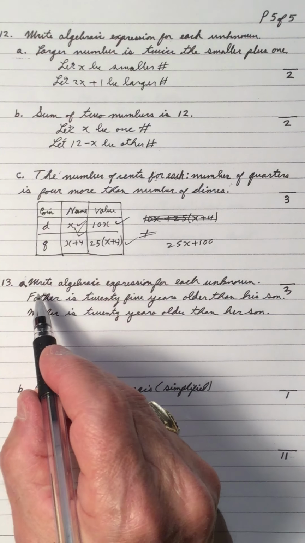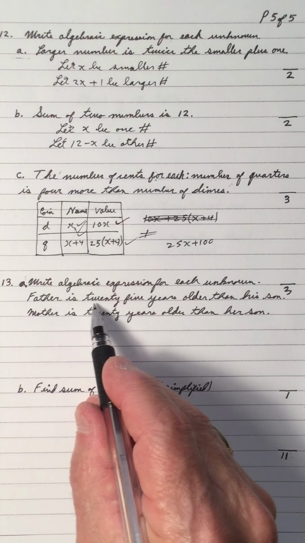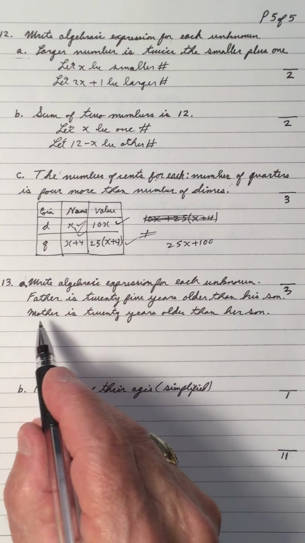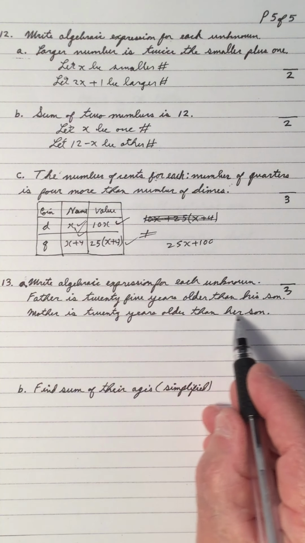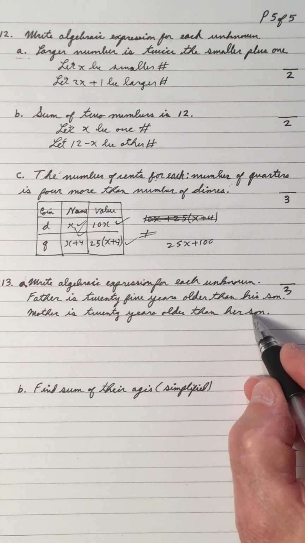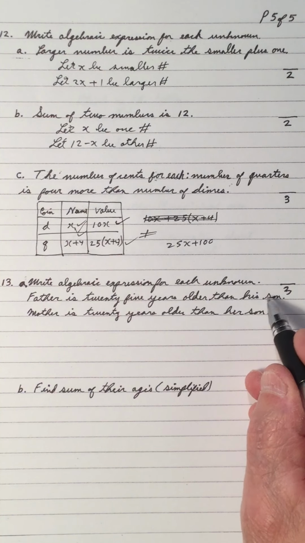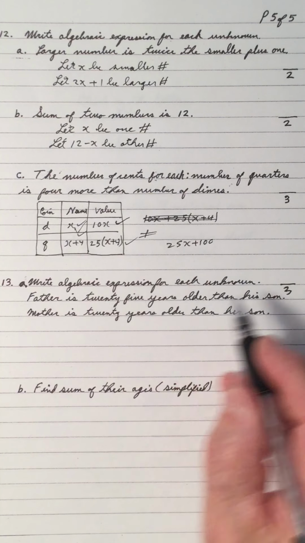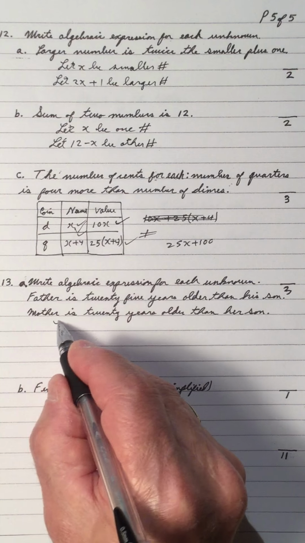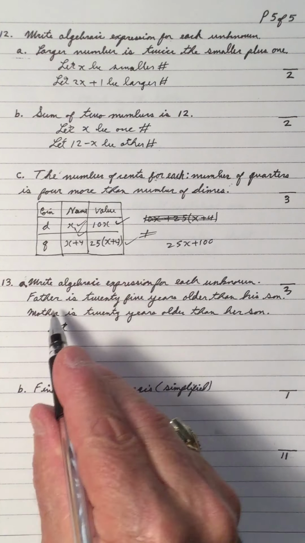Number 13, write an algebraic expression for each unknown. The father is 25 years older than the son. The mother is 20 years older than her son. So we want an unknown. Notice the son is what I do. If you have 3 variables, the father, son, mother, what I do is let the one that's repeated twice in the statements be X.